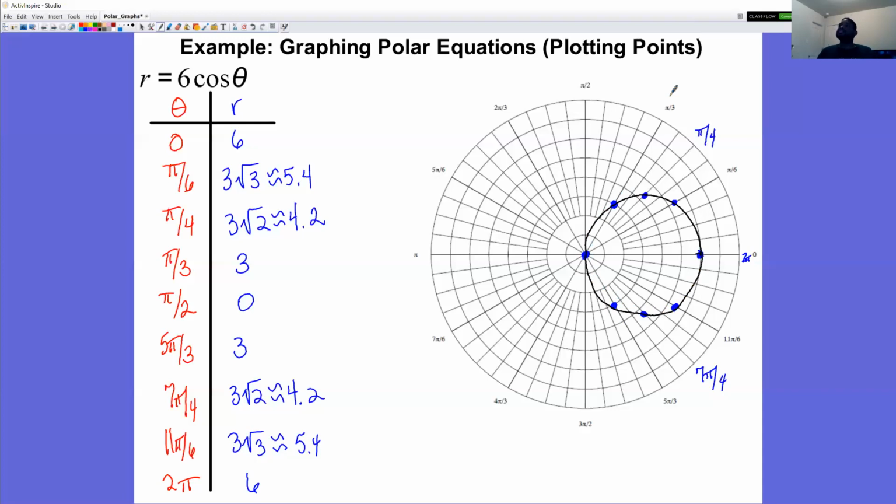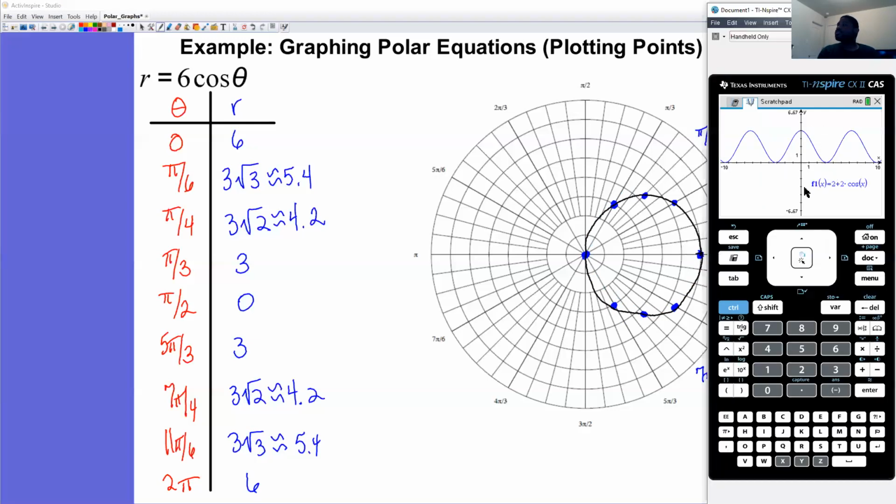Okay. And that's drawing it by hand. If you wanted to check yourself using the calculator, you're more than welcome to. But the point of this is to draw this by hand first, and then check using a calculator.